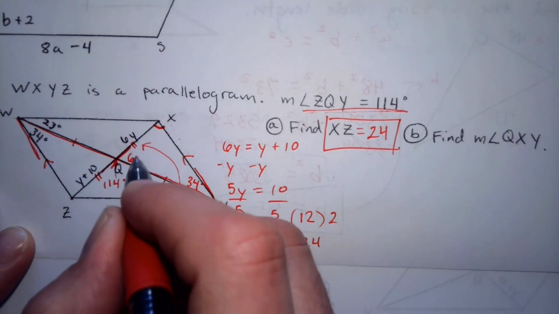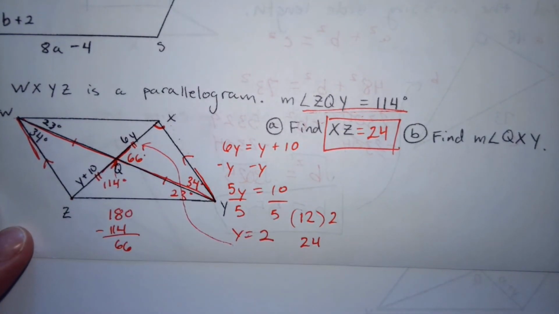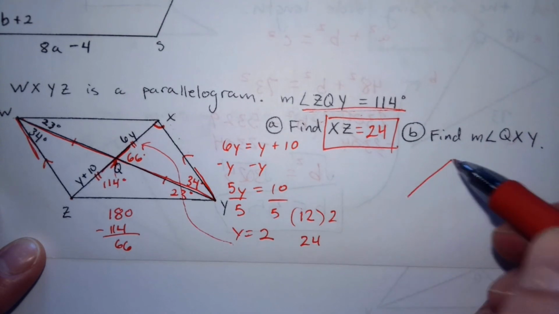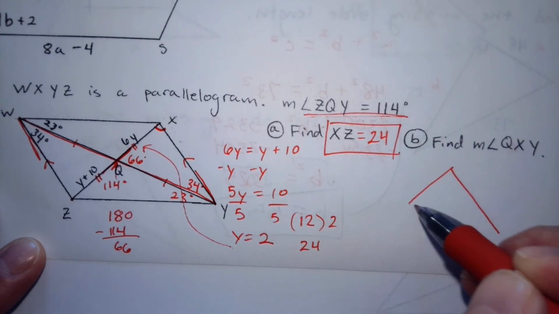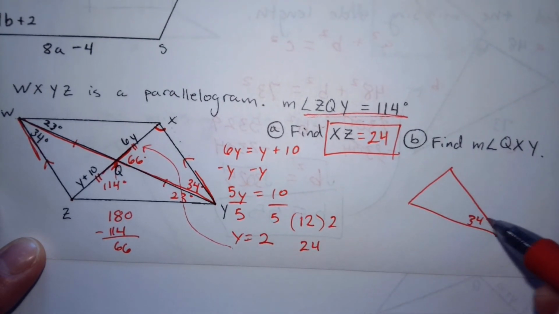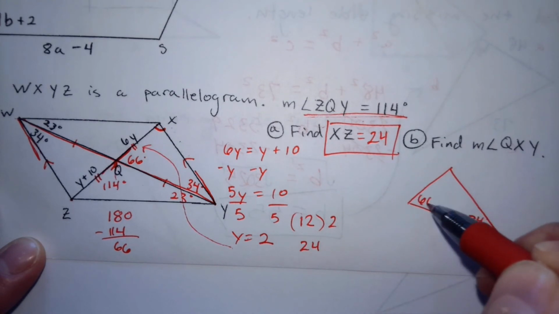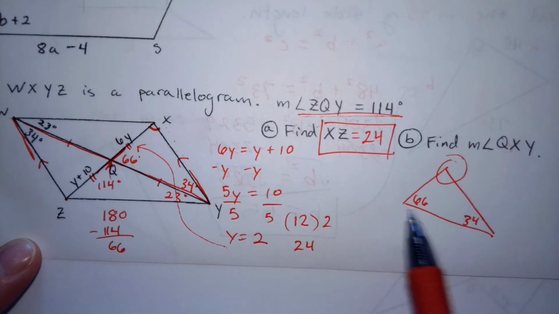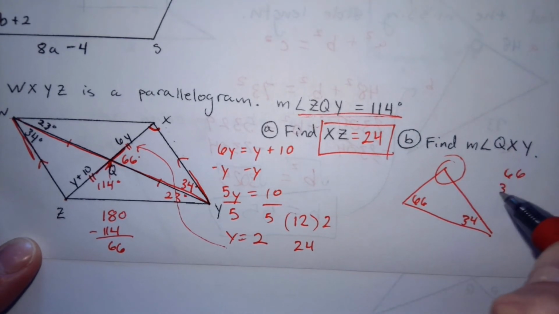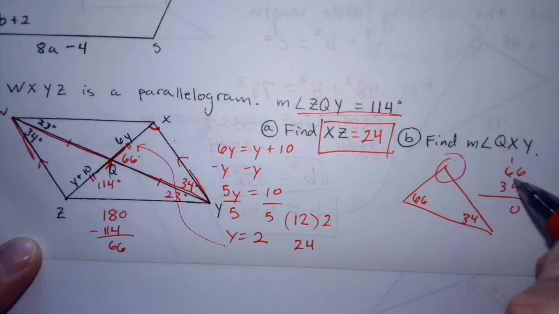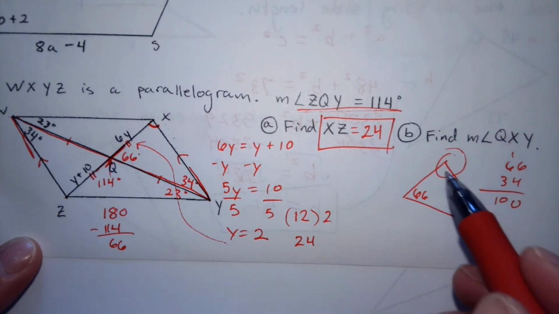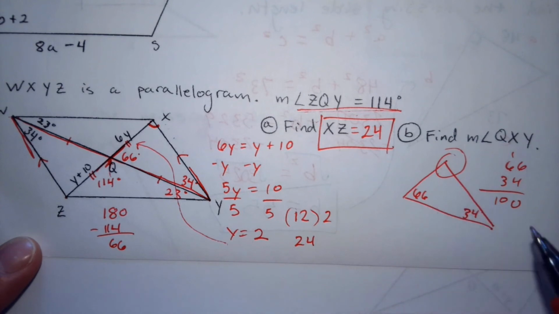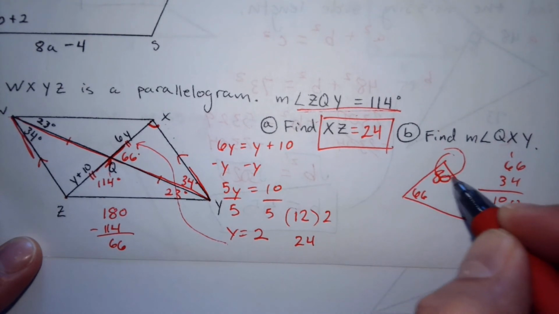So this angle right here is 66 degrees. So really, I have this triangle where this is 34, this is 66, and this is the angle I want to figure out. So I'll add these together, 66 plus 34, 100. So that means this, if they all have to add up to 180, that means this is 80 degrees.